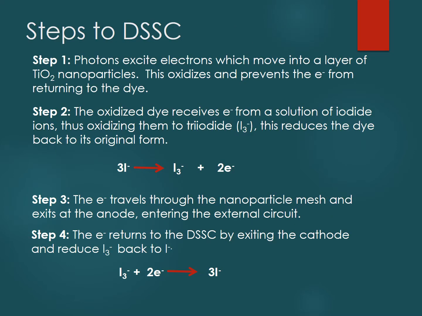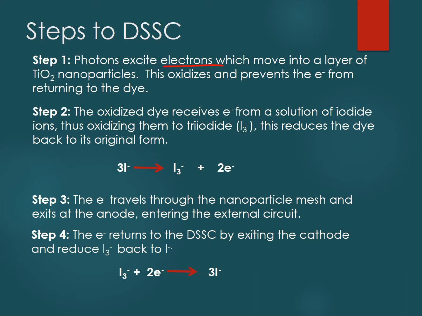So the first thing that happens is photons will excite electrons which are in the dye. Right? Those electrons are then going to move into the layer of titanium oxide nanoparticles. So this will oxidize the dye and prevent the electrons from returning to it. So then we have our oxidized dye.